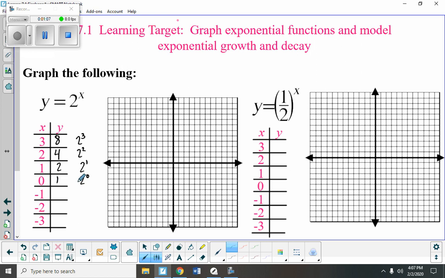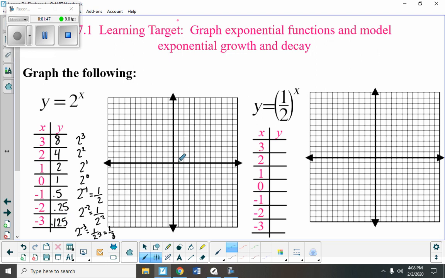If we substitute in a negative 1 for your x, so you have 2 to the negative 1, that's the same as 1 over 2 to the positive 1. So that would be 1/2 or 0.5. And then 2 to the negative 2 is 1 over 2 to the positive 2. So that's 1 over 4, which is 0.25, and you can put that in your calculator. And if we substitute in a negative 3, that's 1 over 2 to the positive 3, which is 1/8, and that is 0.125. Now let's graph that and see how it looks.